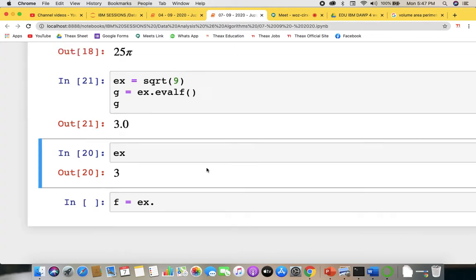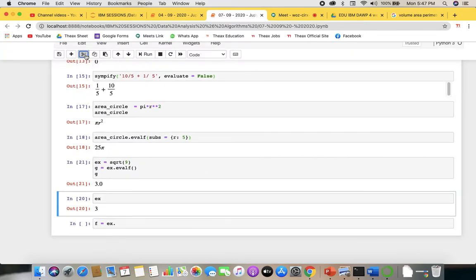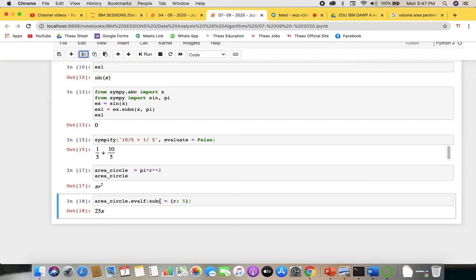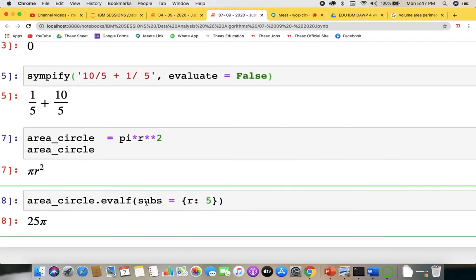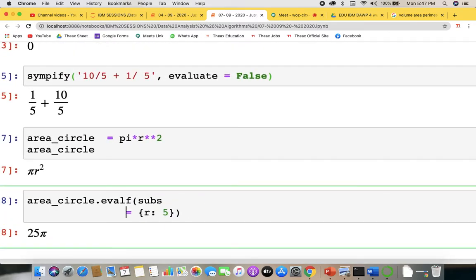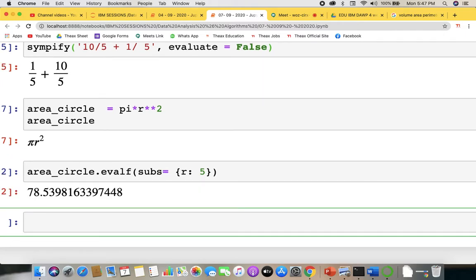So simply, here for the area of a circle, evaluating the value, substituting r by 5, we'll get the value exactly 78.53 and so on. By default, floating point is up to 15 digits. You should remember that. It can be overwritten by any number, up to 100 or whatever you want.